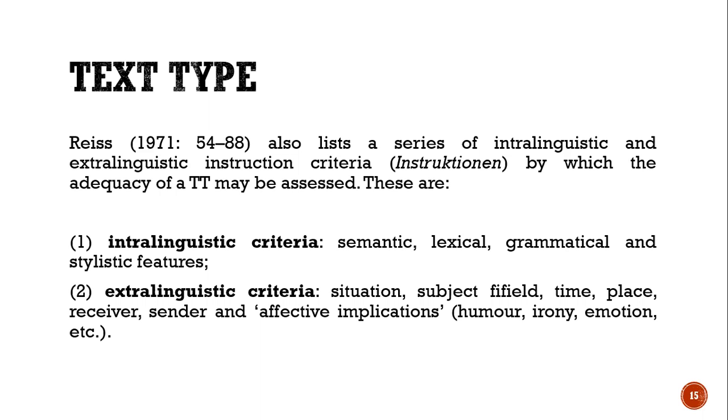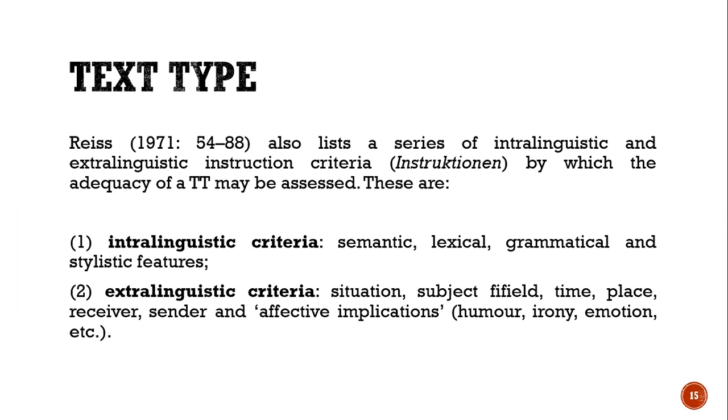And then the extralinguistic criteria, that is situation, subject field, time, place, receiver, sender, and affective implications. That means humor, irony, emotion, all these things. So these are extralinguistic. Intralinguistic means which are within the language. Semantic, lexical, grammatical, stylistic functions are within the language. Because of these intralinguistic features, some kind of extralinguistic features will come out of it. For example, because of the use of words, because of the use of different kinds of grammatical structures, some kind of emotions will come out of us, right? And therefore, we'll get these extralinguistic criteria, like humor, irony, and emotion, basically.